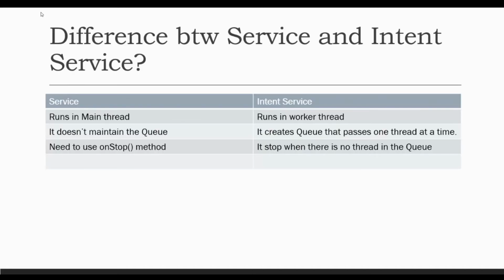This is the difference between service and intent service. If you see, service runs in main thread, intent service runs in worker thread. So it doesn't maintain the queue, which means it is asynchronous. Whereas the intent service is synchronous, it will run one by one, which means it processes one thread at a time. We need to use the stop method to stop the service, whereas in the intent service, you don't have to stop it using any method. When there is no thread, it will stop automatically.